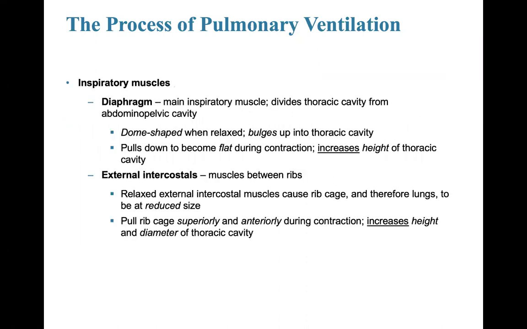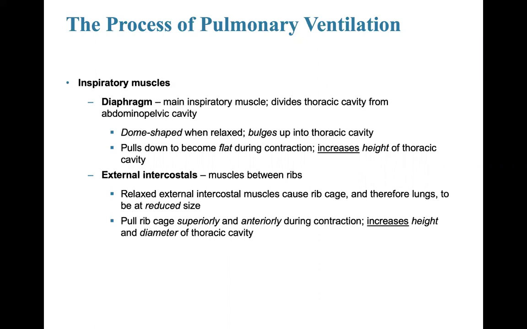So looking at the inspiratory muscles, we have the diaphragm. This is your main inspiratory muscle. It divides the thoracic cavity from the abdominopelvic cavity. It's a dome-shaped muscle when relaxed, and it bulges up into the thoracic cavity, decreasing the volume of the lungs. When it contracts, it pulls down to become flat. During the contraction, this increases the height of the thoracic cavity, increasing the volume of the lungs, decreasing the pressure, so then airflow moves in.